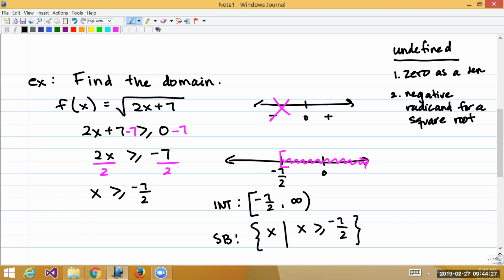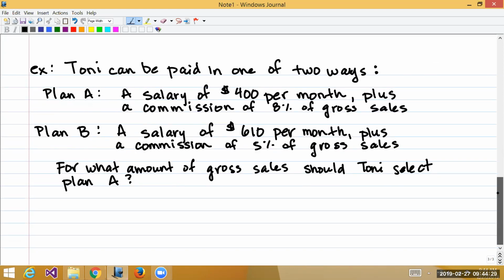Okay, and one last example. Let's do an application. So this application says Tony can be paid in one of two ways. Plan A, she can have a salary of $400 per month plus a commission of 8% of gross sales. Or Plan B, she can have a salary of $610 per month plus a commission of 5% of gross sales. For what amount of gross sales should Tony select Plan A?